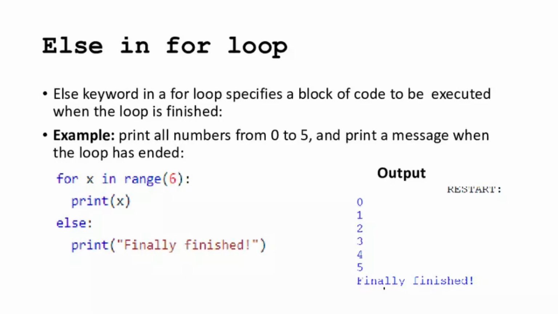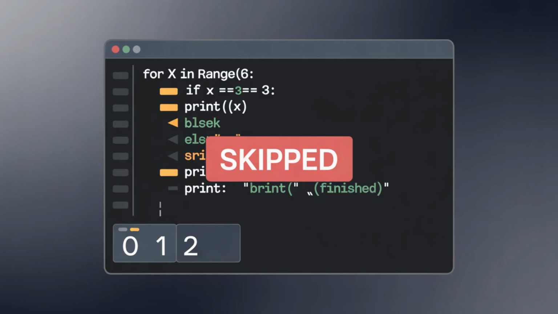Did you know for loops can have an else block? This code runs only when the loop has finished its natural cycle. It's great for cleanup or final messages. Look at this example. Once all numbers from 0 to 5 are printed, the else block triggers and prints "Finally finished." It's that simple. But be careful. If the loop is stopped by a break statement, the else block will not execute. You can see here that the message never appears because we broke out early.